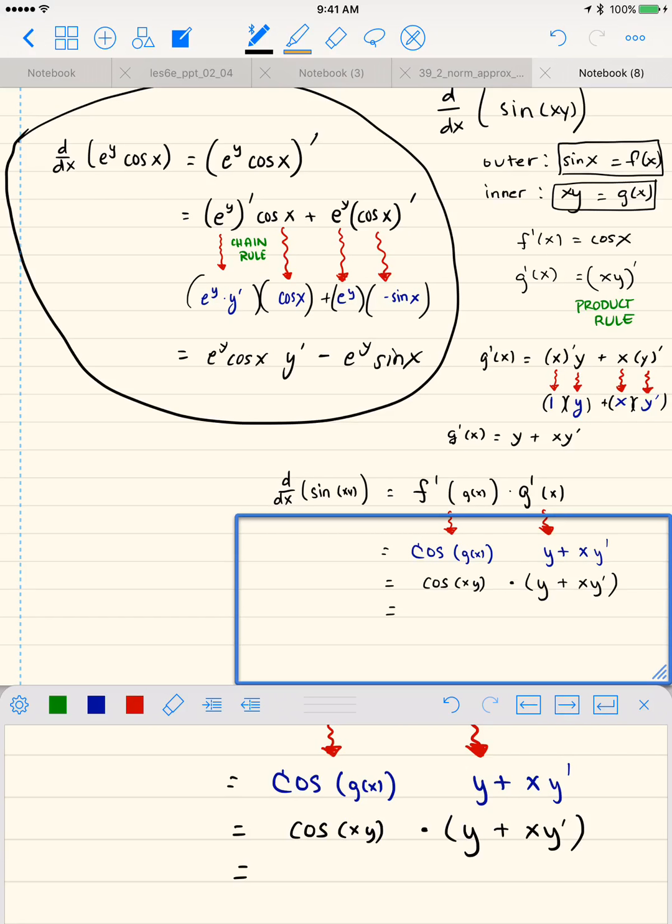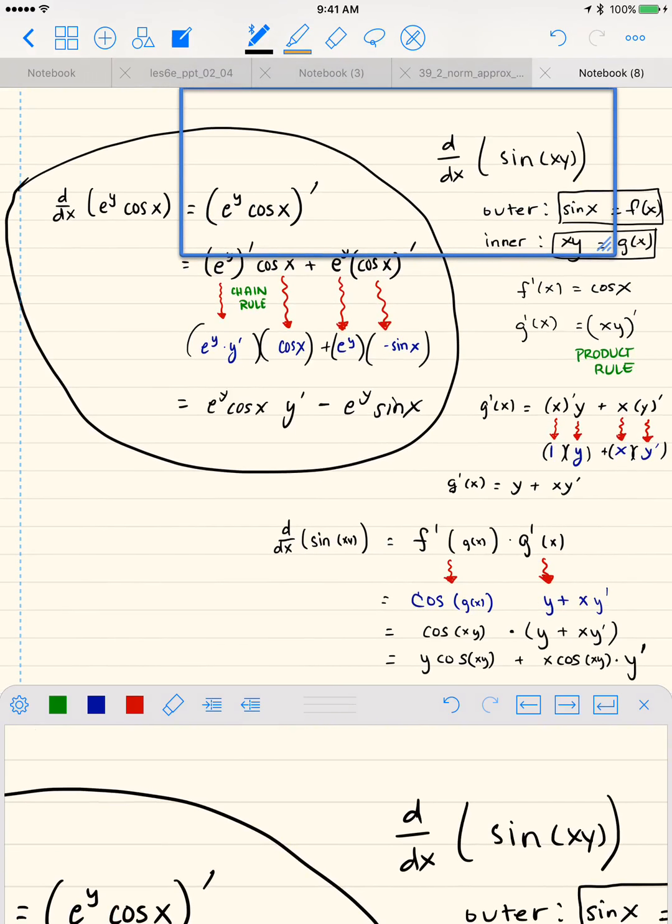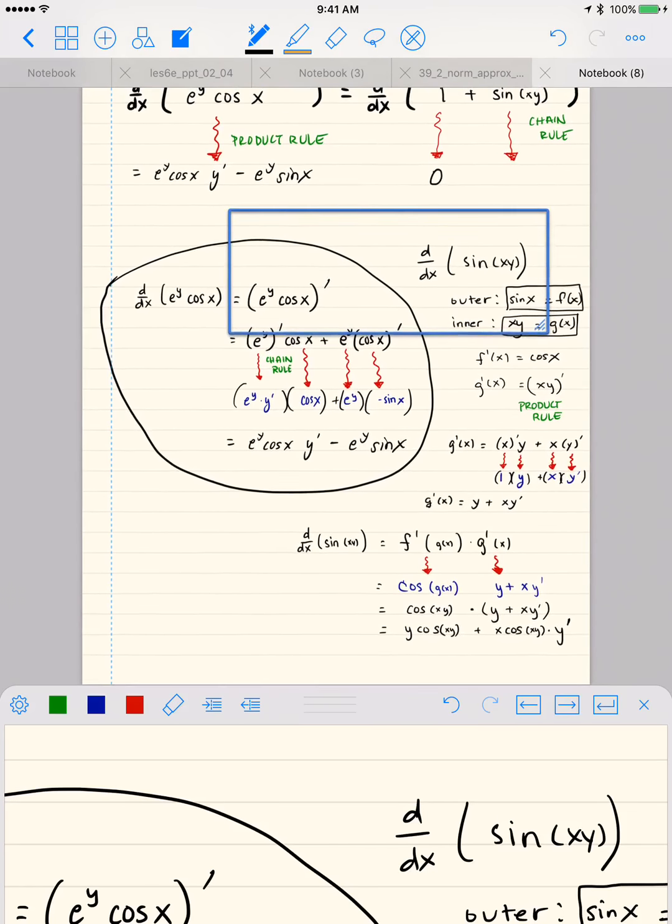So we could distribute this. You get y cosine xy plus x cosine xy times y prime. And the reason why I'm distributing it is because in my mind, I'm preparing for the fact that I need to solve for y prime. So I want y prime to be alone, essentially.